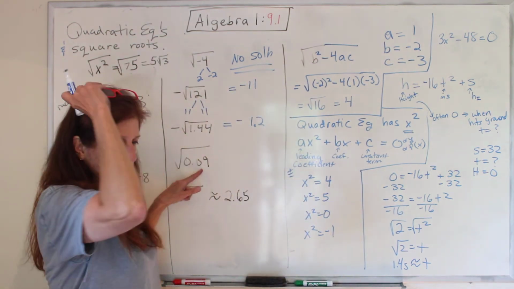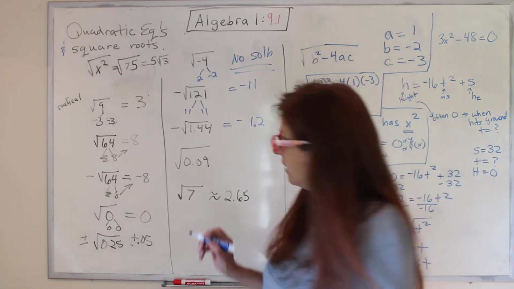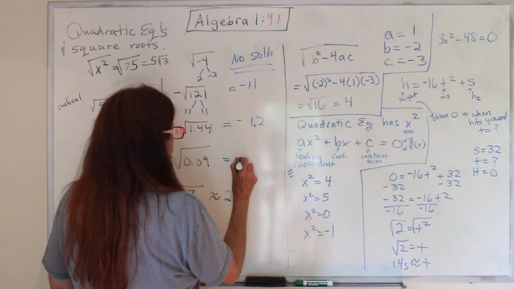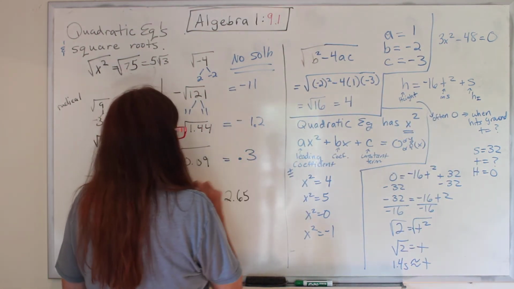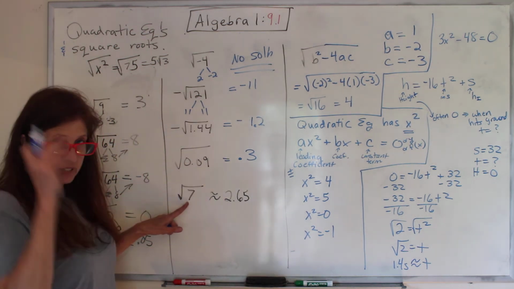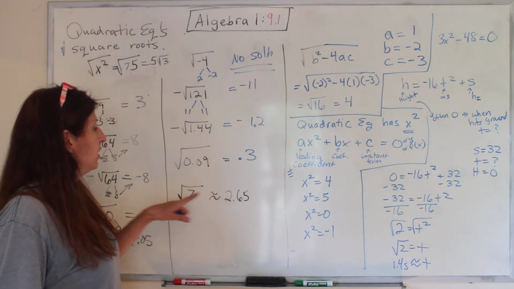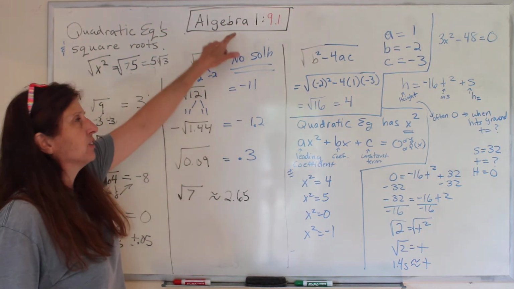Same thing with this one, 0.09. Because it's kind of weird, I would probably do it on my calculator. But it is equal to 0.3. And they didn't want a plus or minus. This one is the square root of 7. I want you to do it on your calculator. Pause the video if you need to. And you will see it's not a nice little number.